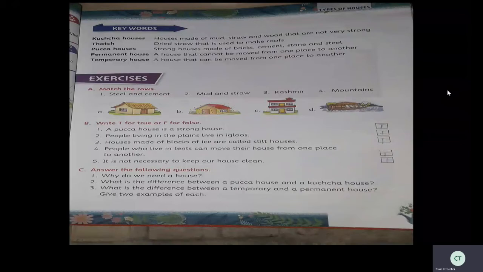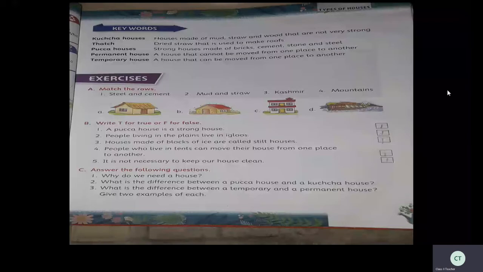The next, temporary house. A house that can be moved from one place to another. So what is the meaning of temporary house, children? A house that can be moved from one place to another, like tent or caravan, isn't it? We can shift from one place to another place wherever we go. And next, some exercises are there, children.